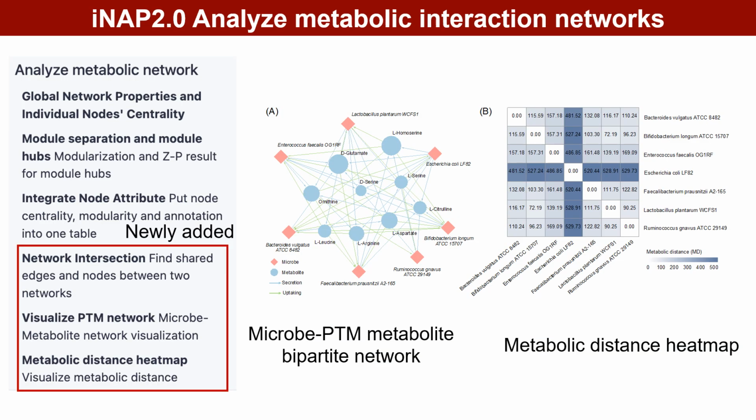The fourth section of the pipeline is to analyze the metabolic interaction network. All the original iNAP tools introduced can be used to analyze the metabolic interaction network, such as global network properties, node centrality, modularity, and identification of module hub nodes. In addition, iNAP 2.0 also adds some new analysis tools for metabolic interaction networks. For example, find the intersection subnetwork of 2 networks, construct a bipartite network of microbe and potentially transferable metabolites, and plot a metabolic distance matrix heat map.